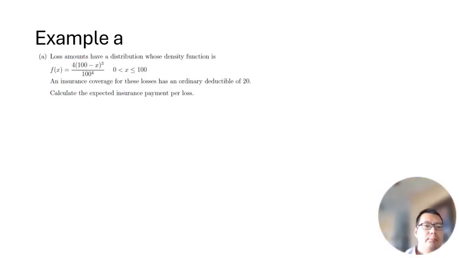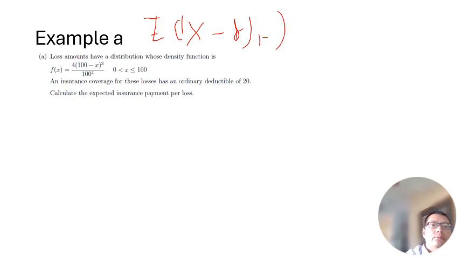Okay, let's look at example A. Loss amounts have a distribution whose density function is this. Insurance coverage for these losses has an ordinary deductible of 20. Calculate the expected insurance payment per loss. So the easiest way would be using the formula from the previous slide: the expected value of (X minus D)+ would be equal to the integral from D to infinity of the survival function S(x) dx.